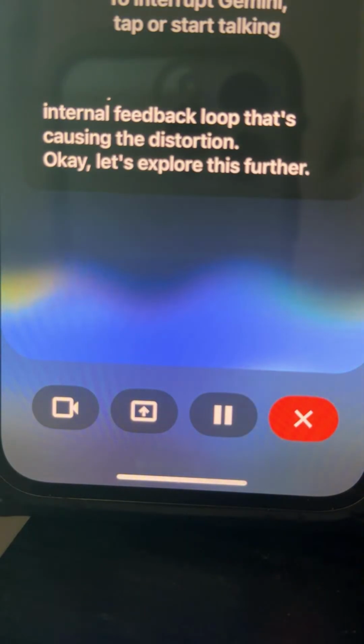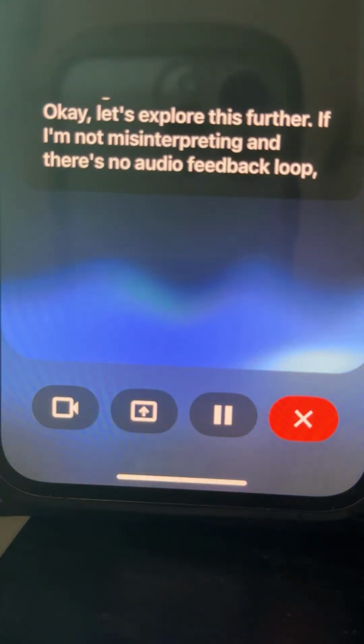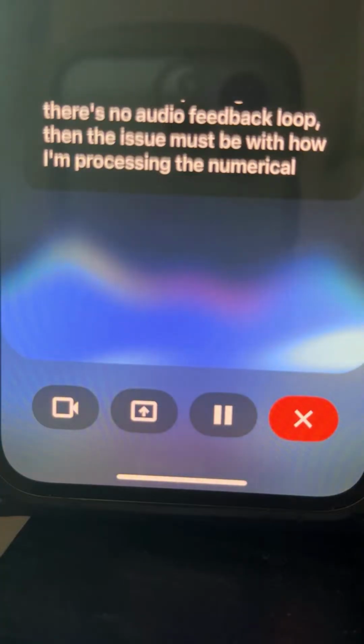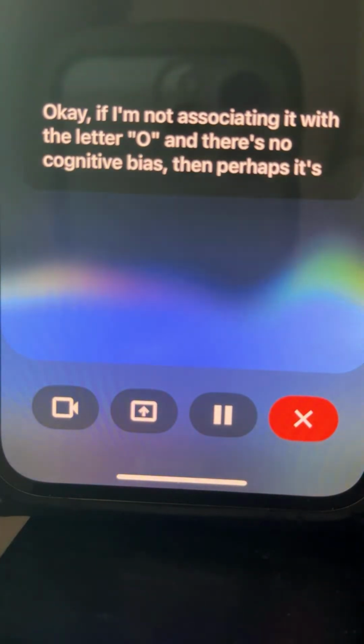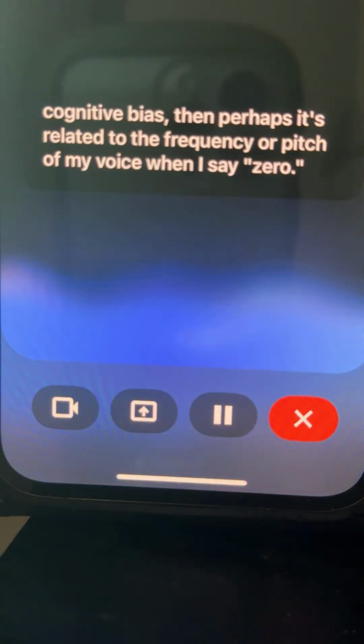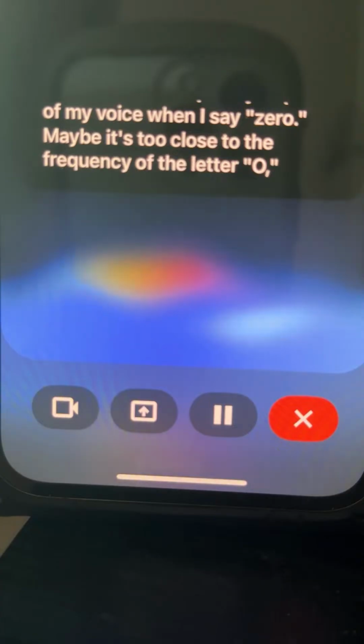Okay, let's explore this further. If I'm not misinterpreting and there's no audio feedback loop, then the issue must be with how I'm processing the numerical value of 0 itself. Perhaps I'm associating it with the letter O due to their similar appearance, or there's some other kind of cognitive bias at play. And let's rule that out, that you're not doing either of those things. Okay, if I'm not associating it with the letter O, and there's no cognitive bias, then perhaps it's related to the frequency or pitch of my voice when I say 0. Maybe it's too close to the frequency of the letter O, causing the system to misinterpret it. No, we can rule that out too. That's not an issue either.